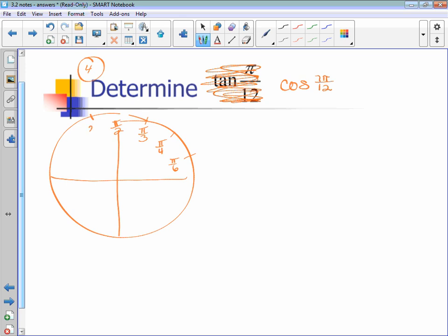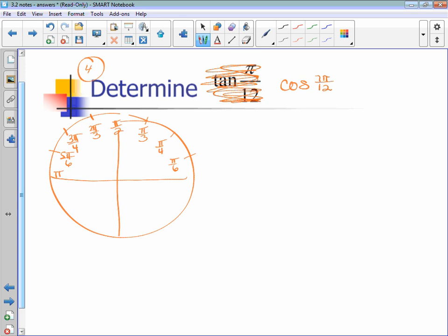I could keep going, right? 2 pi over 3, 3 pi over 4, 5 pi over 6, and pi. Stop there. We know those, right? Okay. What I'm looking for here is two angles that either I add or subtract, and I get 7 pi over 12. Well, none of these are over 12, so that makes it a little tricky.